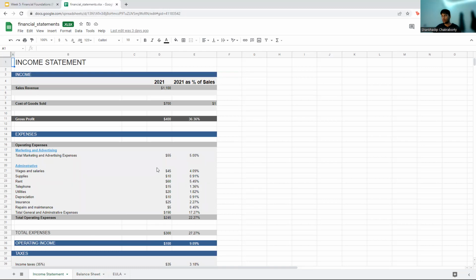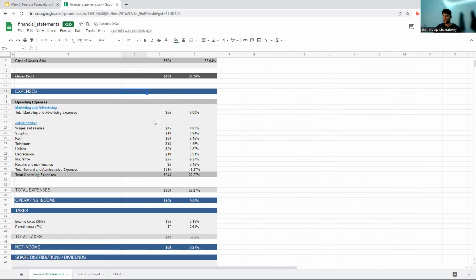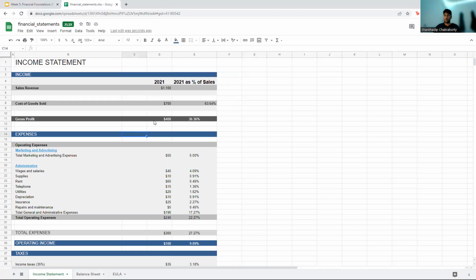So over here we have the income statement for 2021. Remember that we talked about, every income statement starts with revenue. You deduct cost of goods sold, which is the cost of all the materials that you've sold, all those variable costs, and you get gross profit, or that's your profit after your variable costs.